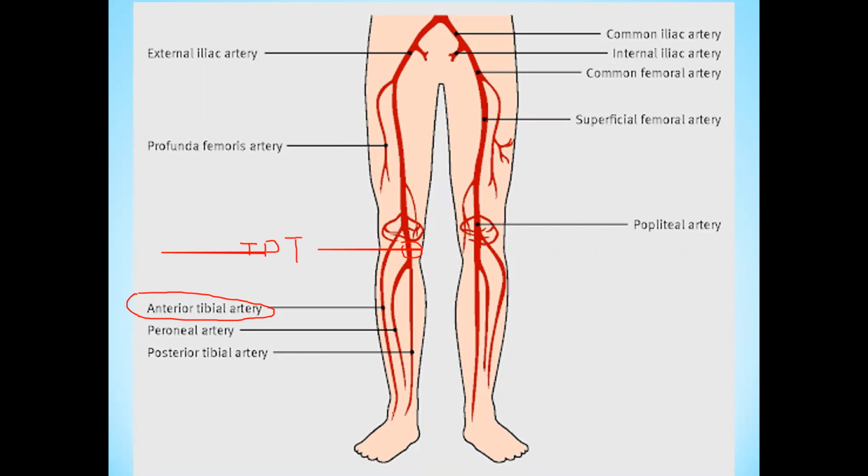After entering the ankle region, the anterior tibial artery continues as the dorsalis pedis artery. The posterior tibial artery reaches the posterior aspect of the medial malleolus, and the peroneal artery the posterior aspect of the lateral malleolus. And then they enter the plantar region, forming the superficial and deep plantar arches.